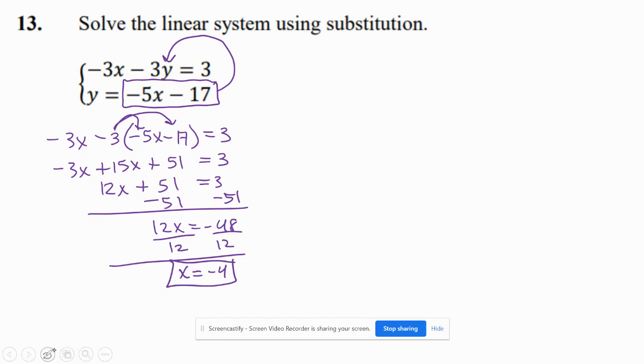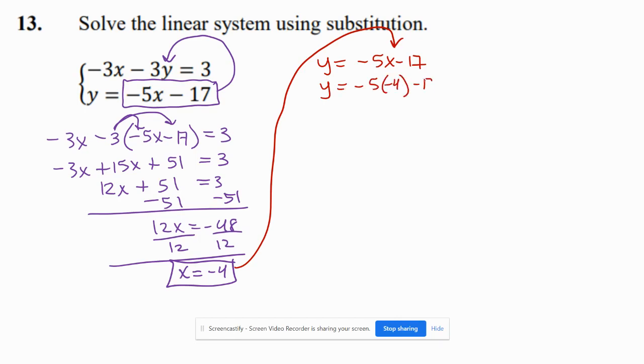Keep in mind that's half my answer because I still need y. Technically, we can plug that x value -4 into either equation. It makes a little bit more sense to plug it into the y equals mx plus b because y is isolated. So we have y is equal to -5x minus 17. Wherever I see x, I'm going to substitute the value -4. Okay, we have -5 times -4, which gives us positive 20. Minus 17 will give us the y value 3. And then be sure to write your final answer as an ordered pair. So -4, comma 3 is our final answer.